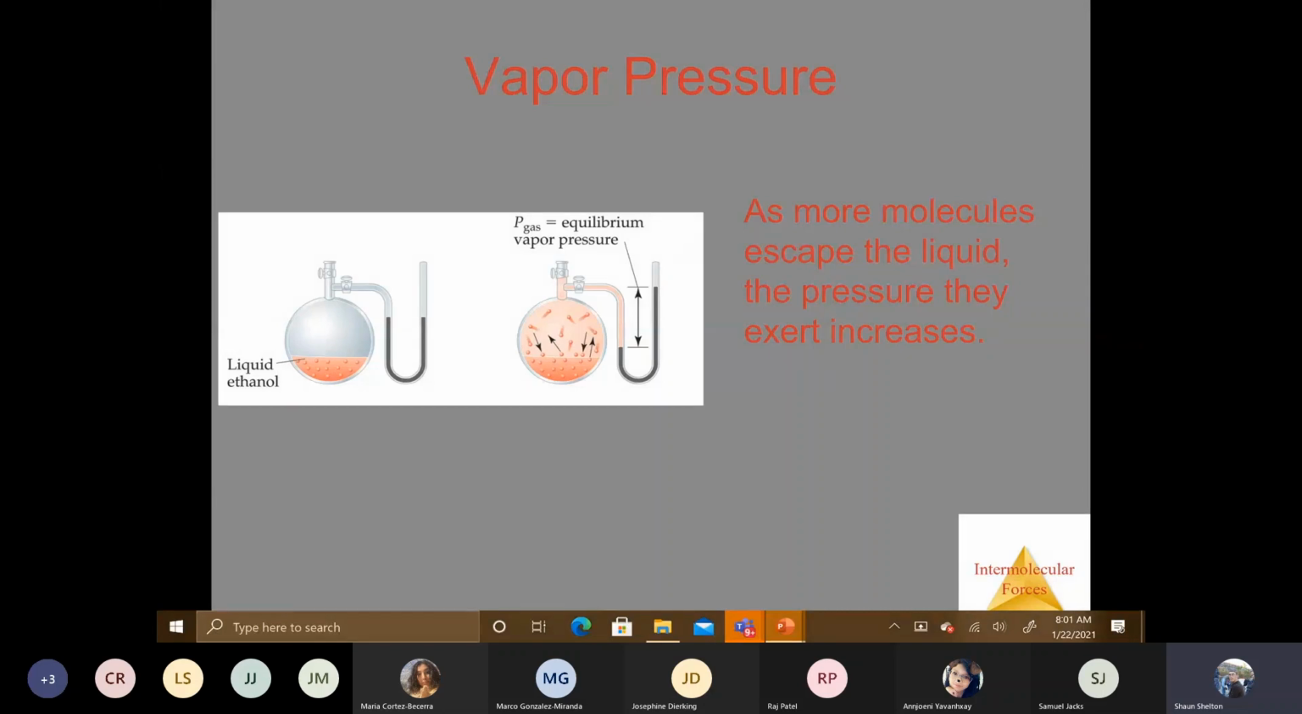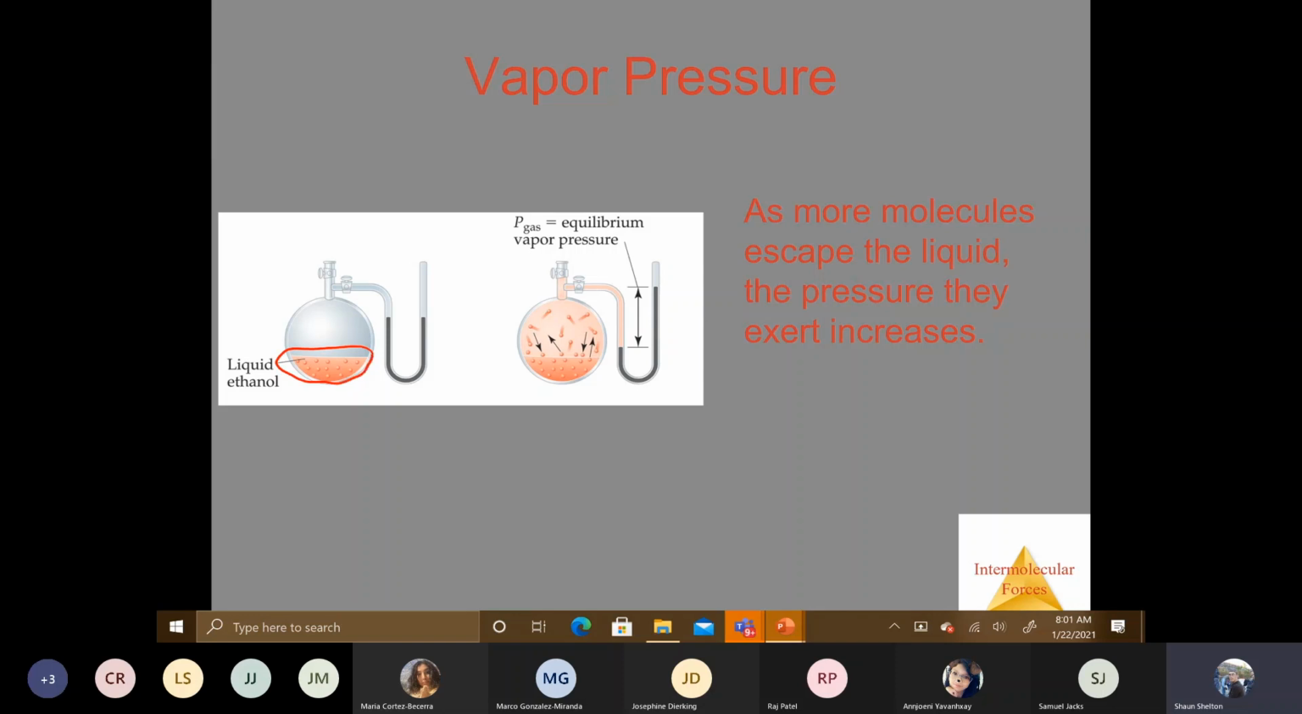So vapor pressure, what is it? Vapor pressure is where the gas exists above the liquid. We did talk about this before, but in this picture you see a pretty good example of what vapor pressure might be. On the left side, you see the liquid ethanol.